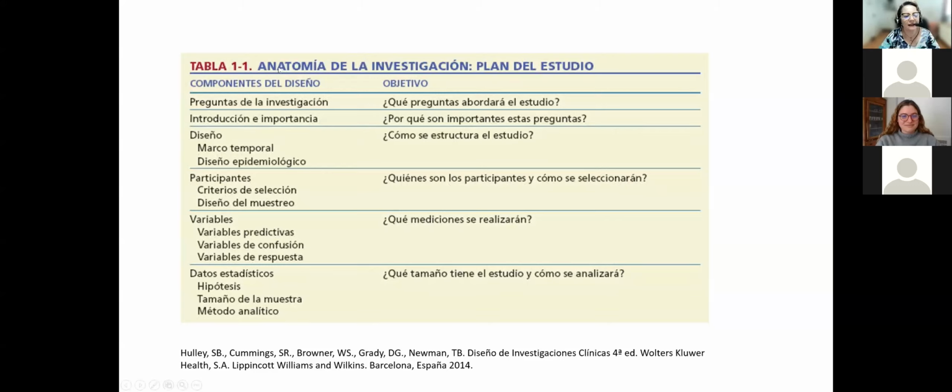So here we have an example. Some authors like Hulley, Cummings, Browner, Grady, published a book about clinical research design. And here they show an example of what they call the anatomy of a research, or the plan of the study. And I will use this example so that we can focus on the methodological part of our research.